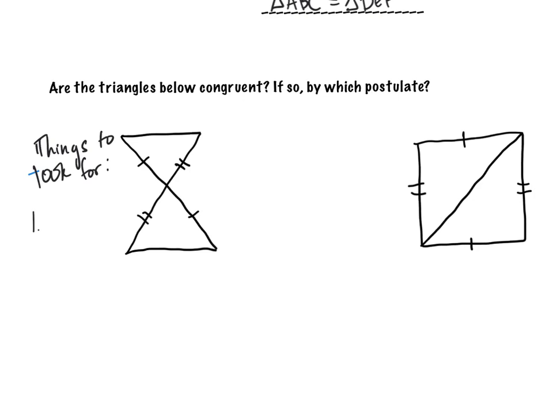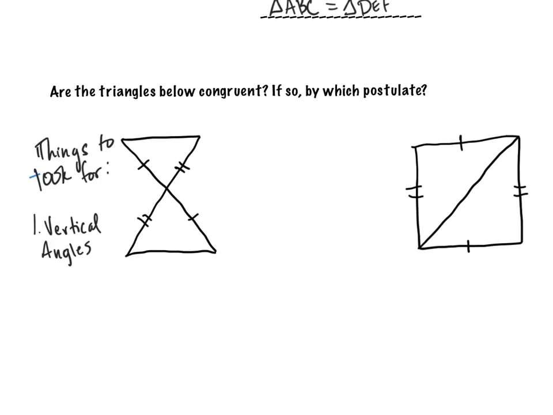So 2 things to look for. All right. First one is if you have vertical angles. Anybody remember what's special about vertical angles? Yes, that is implied in the name. They're vertical. They crisscross, they make an X, right? What's special about them though? They're congruent, right? Vertical angles are congruent. So that's one thing I want to look for.